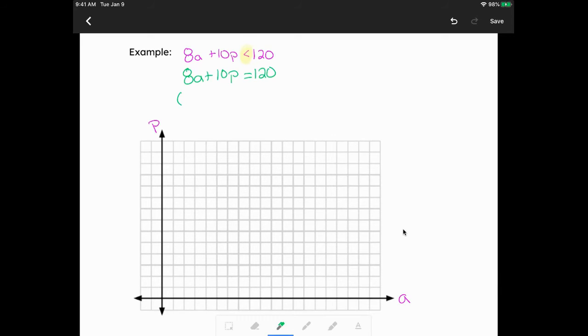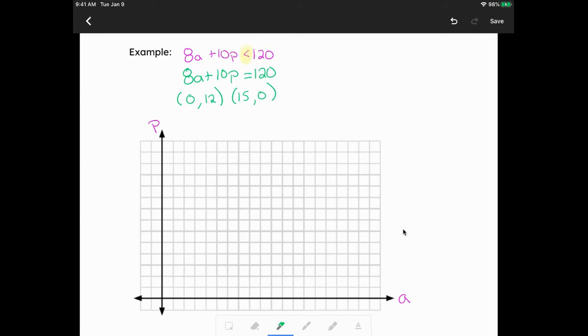So 2 points are on this. If we put 0 in for a, that would make p 12. And if we put 0 in for p, that would make a 15. So those are 2 points there, and then we can draw the line that goes through those 2 points.